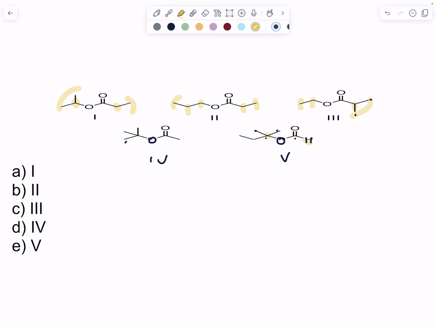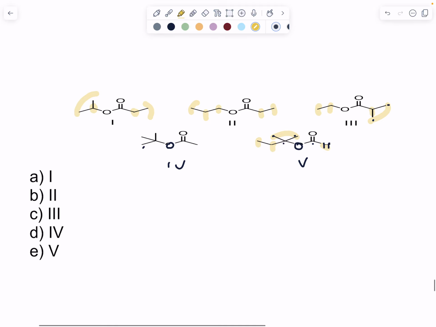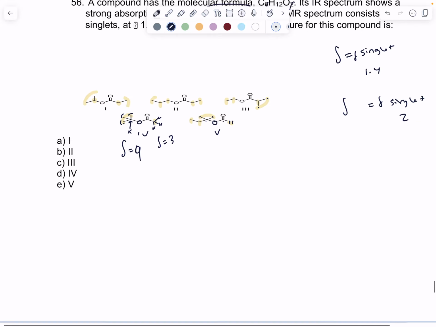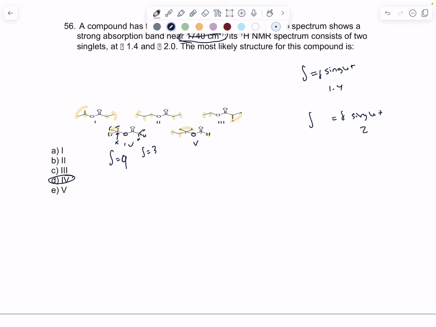1, 2. No, that one doesn't have any. 1, 2, 3, 4. 1, 2. There we go. There's not a hydrogen right here. There's not a hydrogen there. There are 3 hydrogens here, and there are 3 hydrogens here, but they don't have any neighbors, and they would all integrate to 1. So the integral of this would be 9, and the integral of this would be 3. So answer choice D.